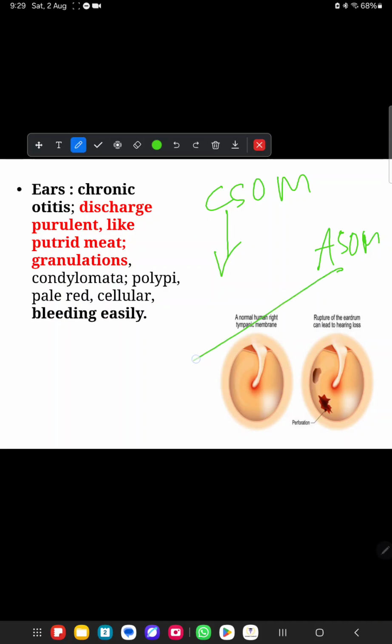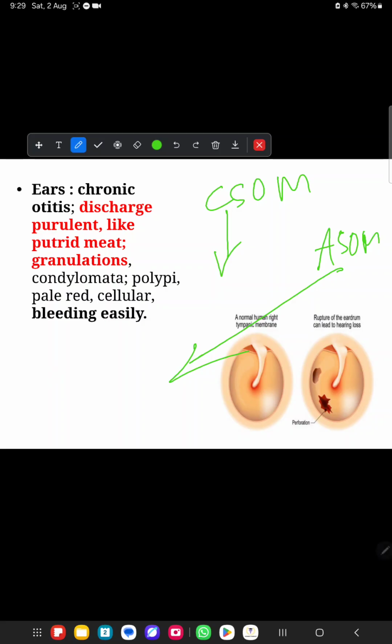But in case of acute suppurative otitis media, you will find a transparent, fluid-like discharge. So you can think that this patient is having ASOM. This is the basic difference. But suppose the patient is suffering from deafness, so we will perform tests. There are two tests.